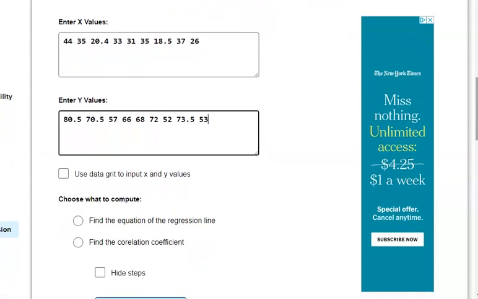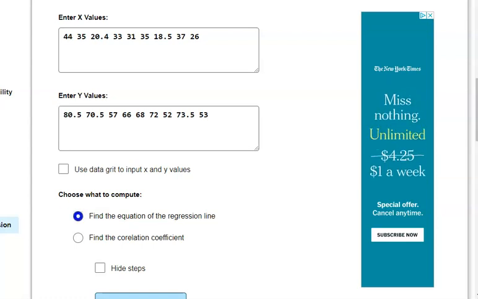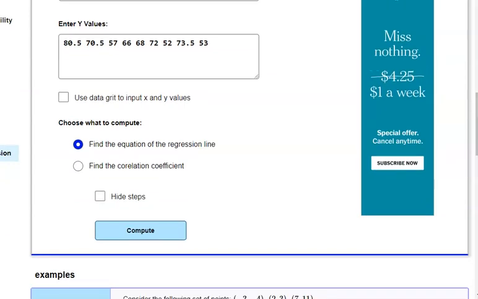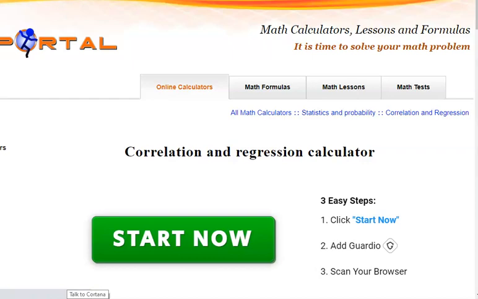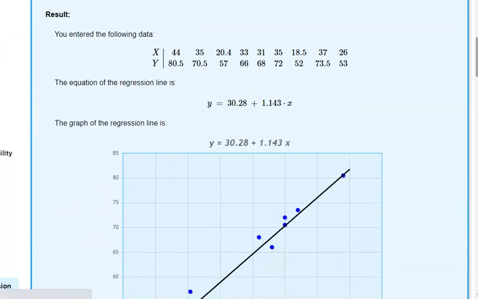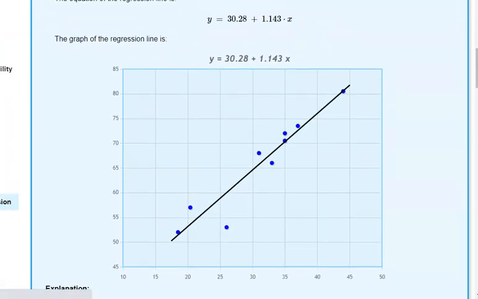So I scroll down and I have two options. It says find the equation of a regression line, or this other one, which we'll come back to. So at this point, I'm going to find the equation of the regression, and I'm going to keep scrolling down, and I want to say compute. So it's working, and it comes back. Let's scroll down, and now it has all this data, and it actually did a nice graph for us, and it gave us a more specific line with the regression.